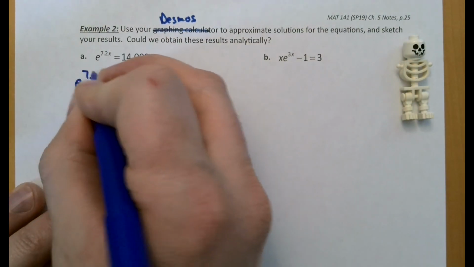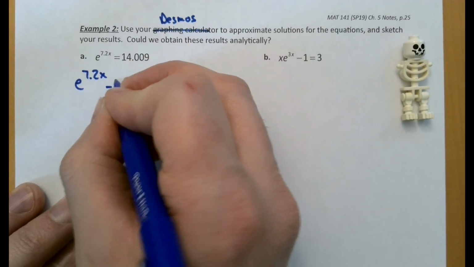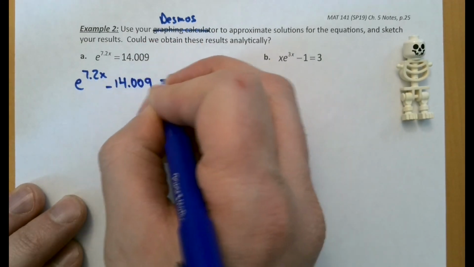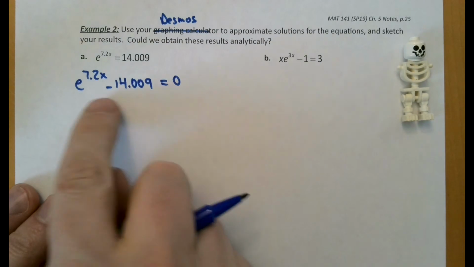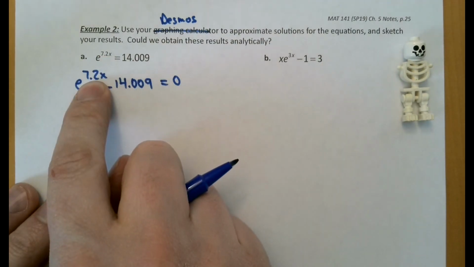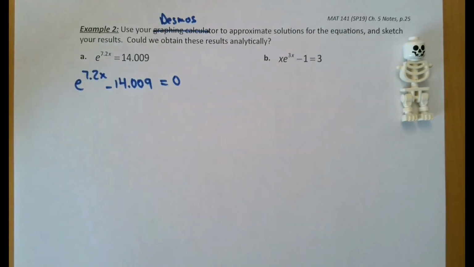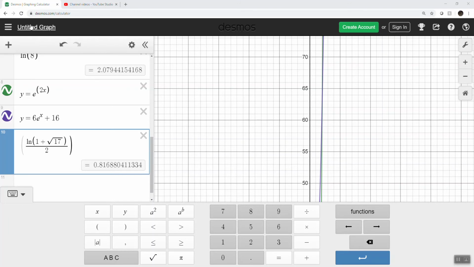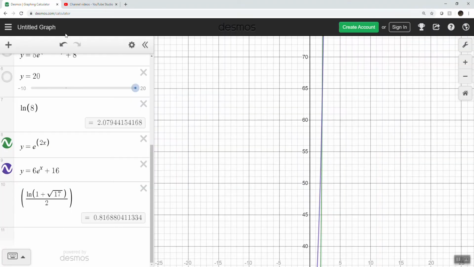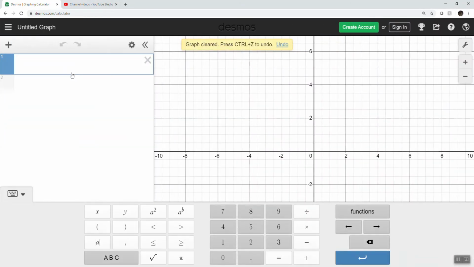I'm going to now show the intercepts method. So I'm going to get the equation equal to 0. We're just going to graph this left side and see where it hits the x-axis. So here goes this first one. Let me get a new graph.